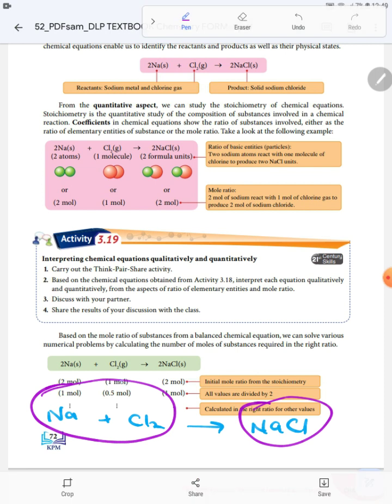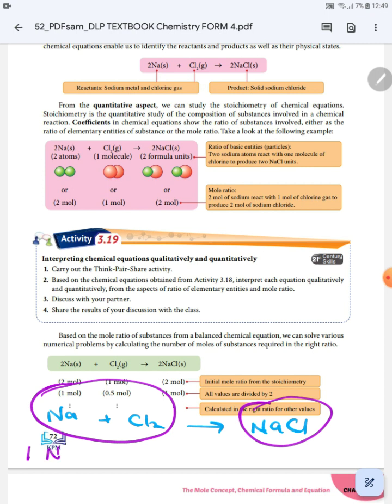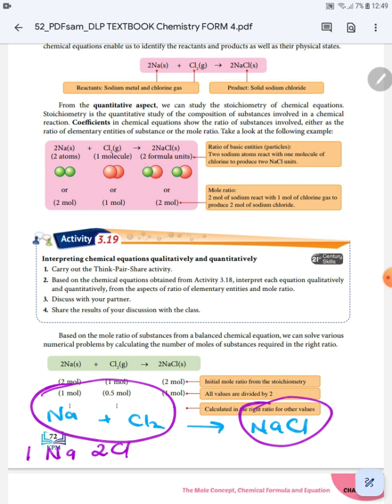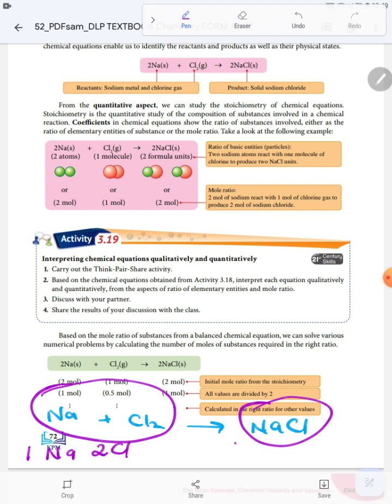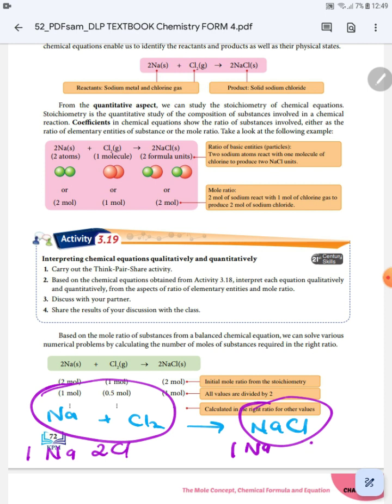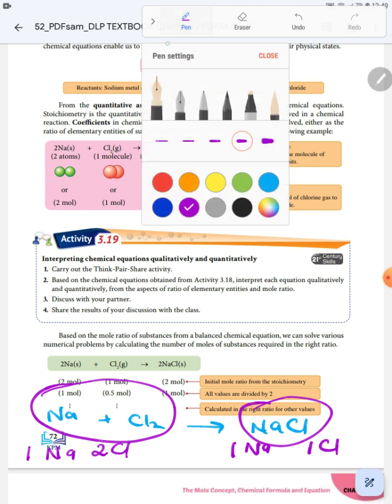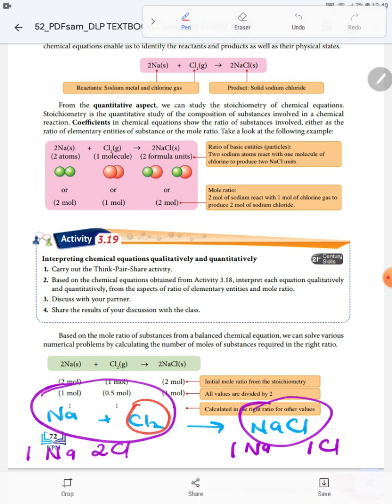Kita akan tengok on this side, which is reactant side, we have 1 Na and also 2Cl. On this side pula, kita ada 1 Na and 1 Cl. So this is not balanced. What is not balanced? The chlorine atom is not balanced. On this side, we have 2Cl, and this side we only have 1Cl. So you kena balance the Cl.